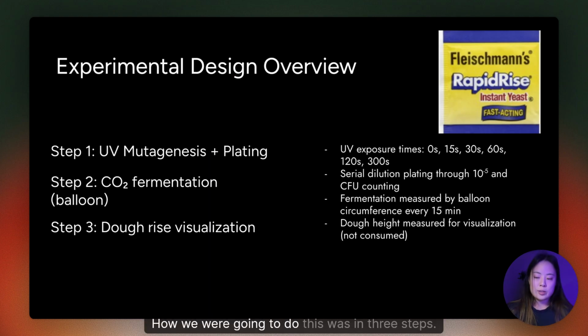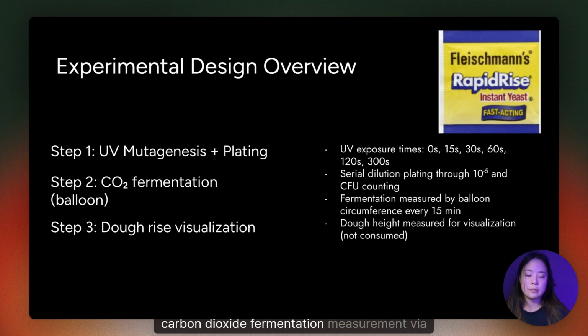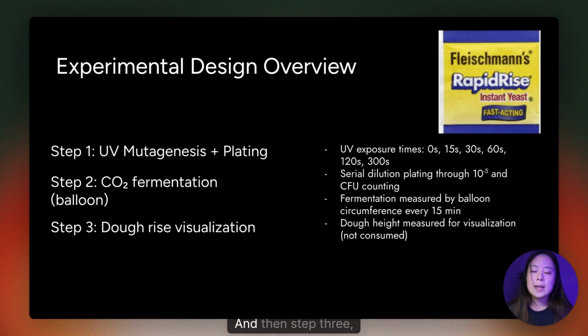How we were going to do this was in three steps. Step 1, UV mutagenesis and plating. Step 2, carbon dioxide fermentation measurement via balloons. And then step 3, visualization of dough rise. We used this specific brand of yeast. It was still S. cerevisiae. It was the rapid rise version.